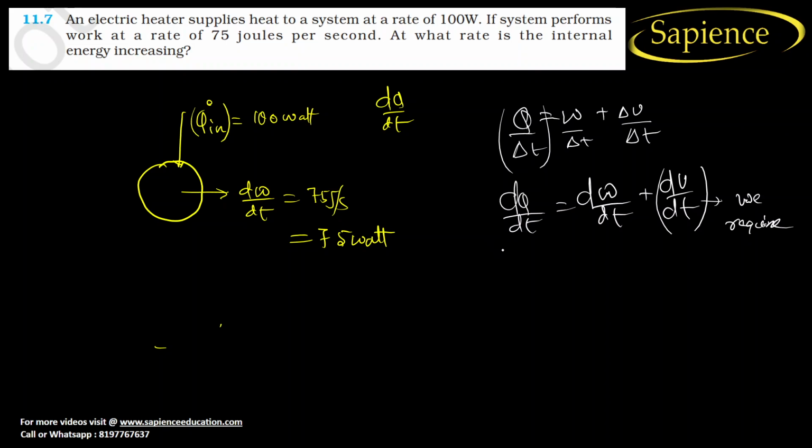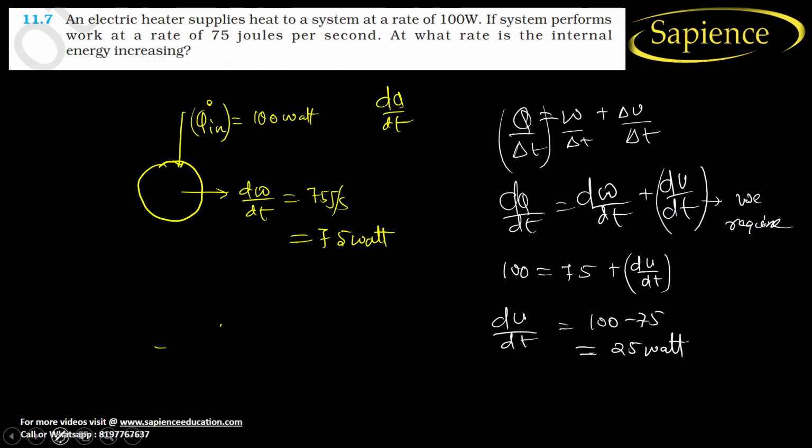So dQ by dt is given as 100 watt, and dW by dt is 75 watt. We want dU by dt, that is the rate of change of internal energy. We get 100 minus 75, which will be only 25 watt. So this is our result. I hope you have understood this.